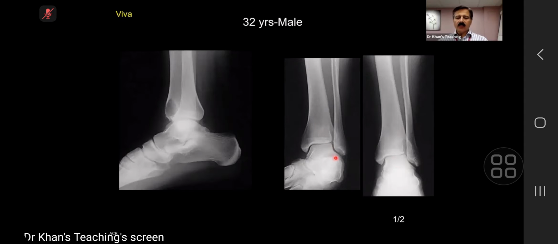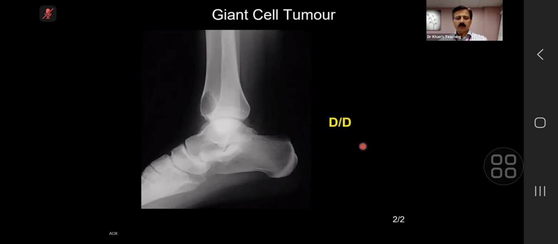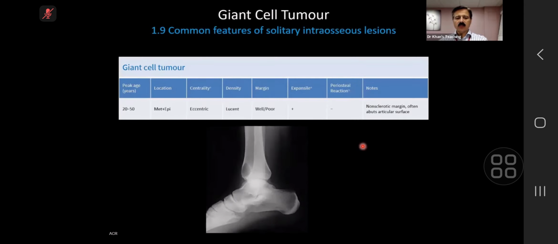We stop here. The learning point here is that it was difficult in this case. Your eyes are picking up this as the articular surface. Actually, this view tells you that the articular surface here is slightly proximal, so it is projected like this. So once you pick up that it has gone into the epiphyses, your differential becomes different, and that was the correct answer. Okay, well done. So this is a giant cell tumor.